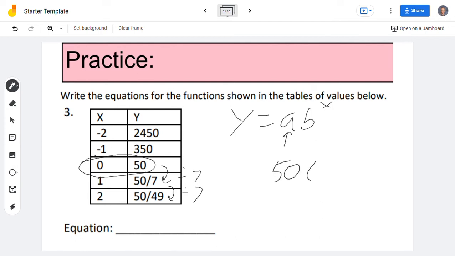Dividing by 7 is our pattern, but I'm not going to write it using division. I'm going to change that, so we are multiplying by 1/7, so it fits our format a little bit better. So we're going to put 1/7 as our constant multiple to the power of x. That finishes up our equation on this one. We end up with y equals 50 times 1/7 to the power of x, and that's all there is for that one.